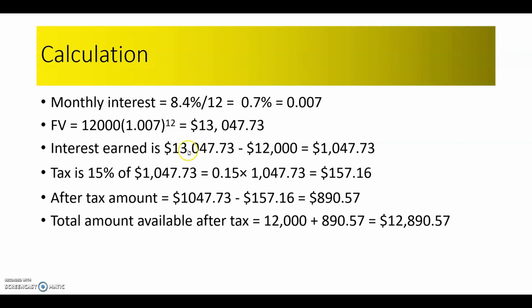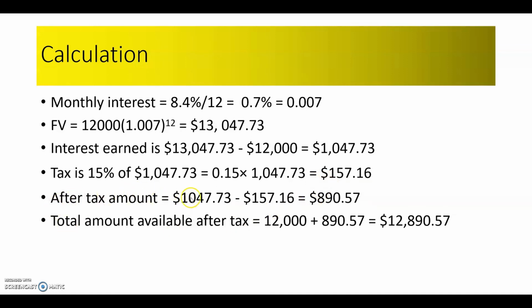Interest earned is, we get that total, then we subtract the principal, which is 12,000 kwacha, and it gives us 1,047.73. Tax, we are told, is 15% of the interest earned. So we're going to say 0.15 times 1,047.73. This gives us 157.16.